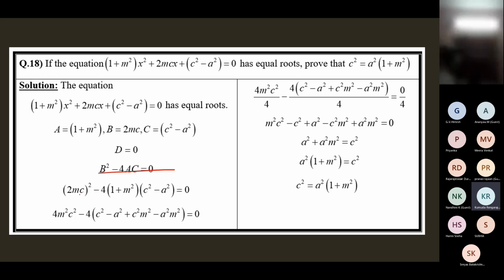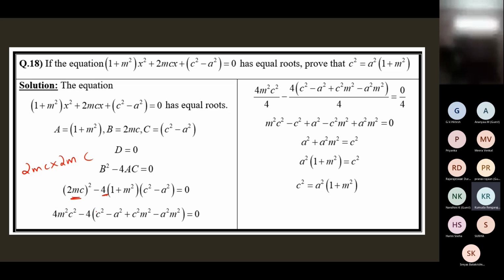All right, now substitute. This is B square minus 4 into this is A into this is C is equal to 0. That's it. You just have to work this. So solving this, we've been doing it since 7th standard in algebra. So this is not difficult for you. So what is this? 4m squared c square. When you square this, it is 2mc into 2mc. So 4m squared c square.